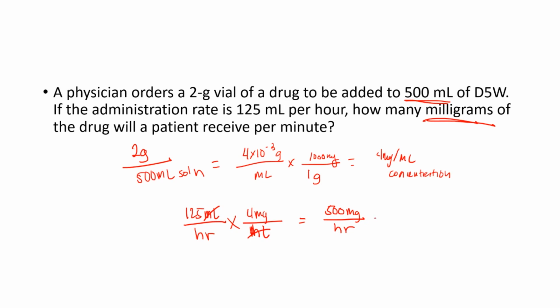Okay, ngayon, is this a final answer? No, because what is needed is the amount of drug per minute. So simply convert hours into minutes. 1 hour is 60 minutes. Very straightforward. Magkakancel ang hours. 500 divided by 60. You have a rate of 8.33 milligrams per minute. So this is the amount of drug that enters the body per minute.